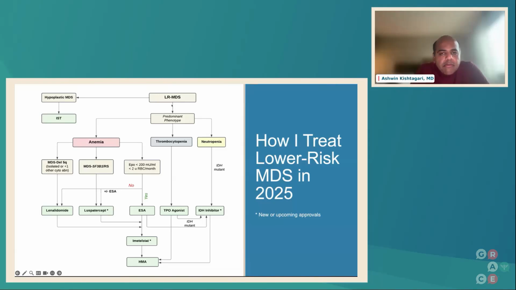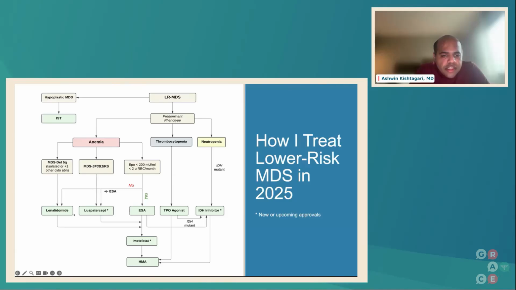Majority of the time it is determined by what blood count abnormality the patient has. If they have a low hemoglobin and they have a genomic abnormality called deletion 5q, I choose something called Revlimid. And if they have a genomic abnormality SF3B1 or ring sideroblasts, I go with luspatercept as a first line treatment option. And if they do not have any of these genomic abnormalities and the EPO level is less than 200 and they are not heavily transfusion dependent, I go with erythropoietin stimulating agents.